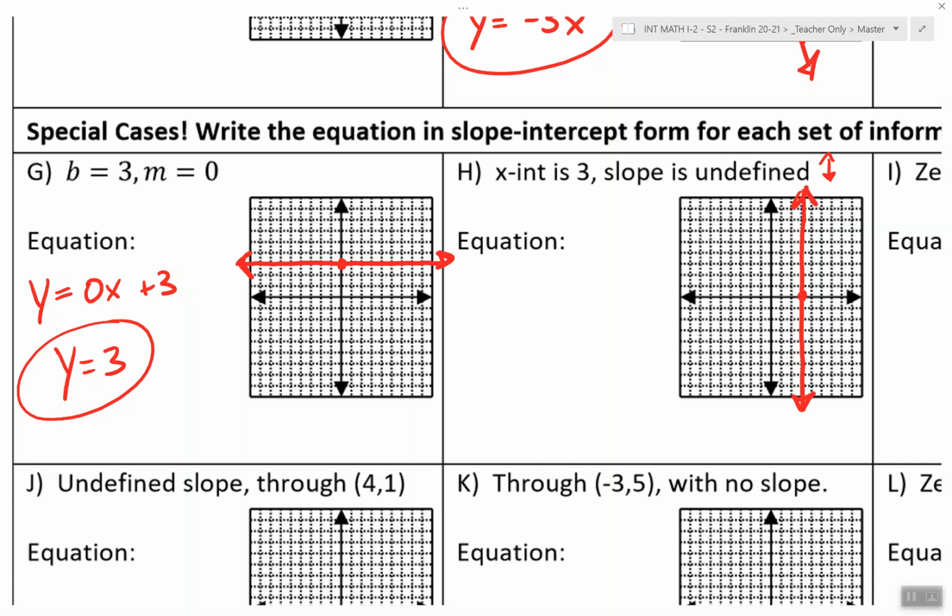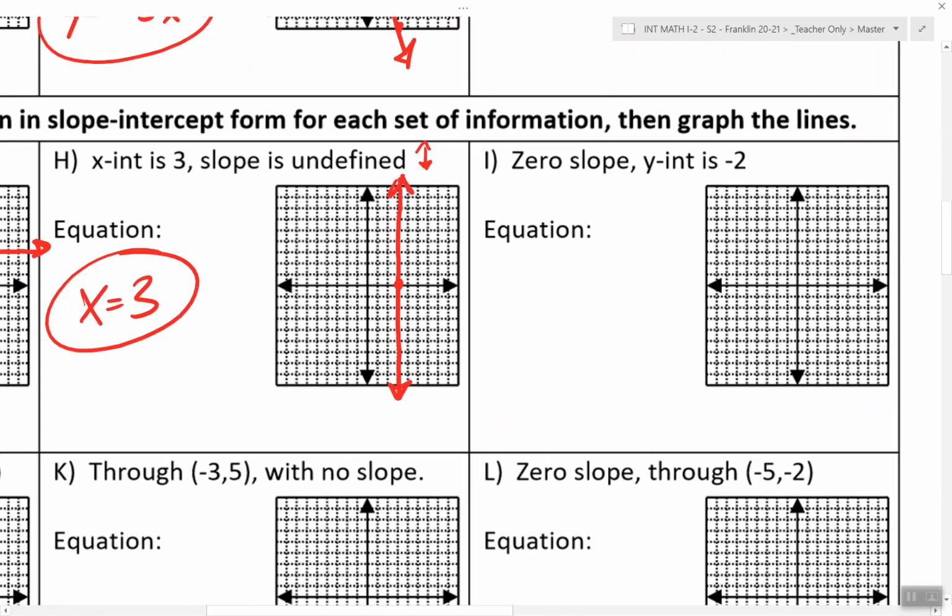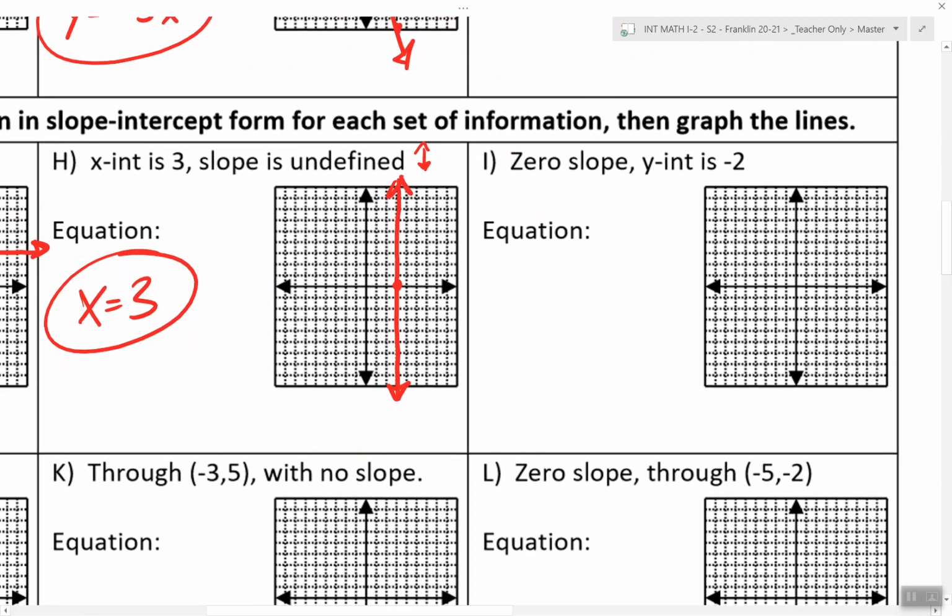So similar to how example G had y equals 3 for a horizontal line, for example H, we're going to have x equals 3 for this vertical line, which goes through 3 on the x-axis. This is the only type of equation that isn't really in slope-intercept form because it doesn't start with y equals, and there's no slope value, and there's no b value. But this is the way to write this equation for this vertical line.